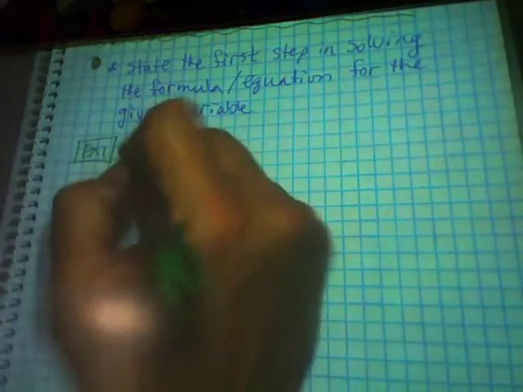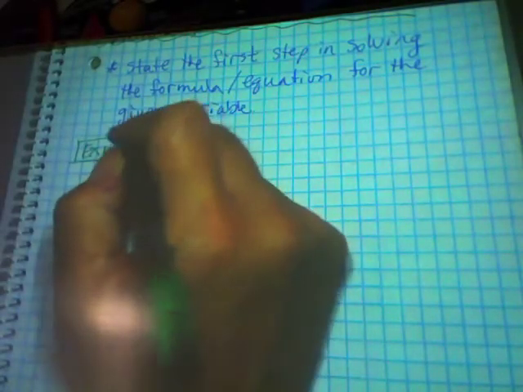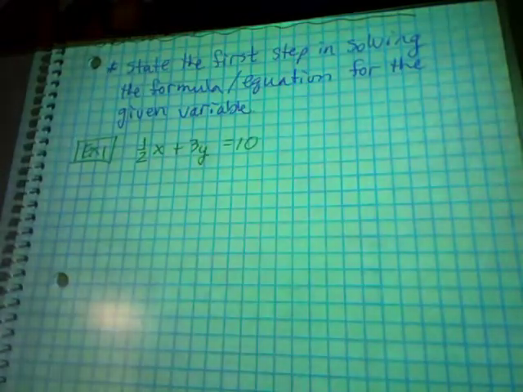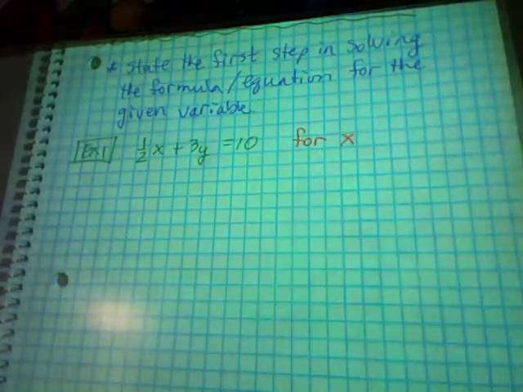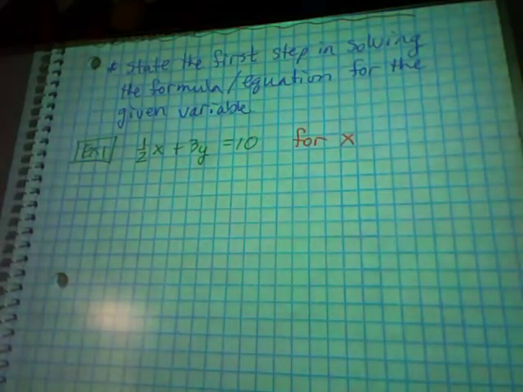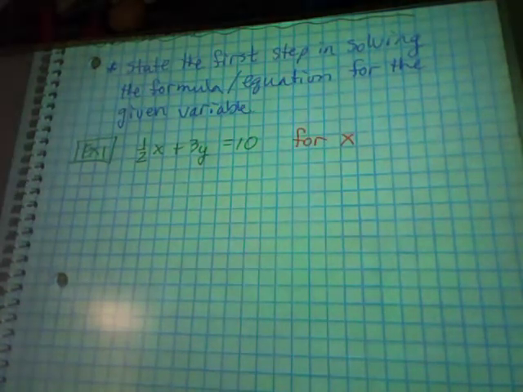All right, so here's your equation, 1/2 x plus 3y equals 10. And you are going to be solving for x. So we're not actually showing the algebra, although in your notes I'm going to have you show the algebra.